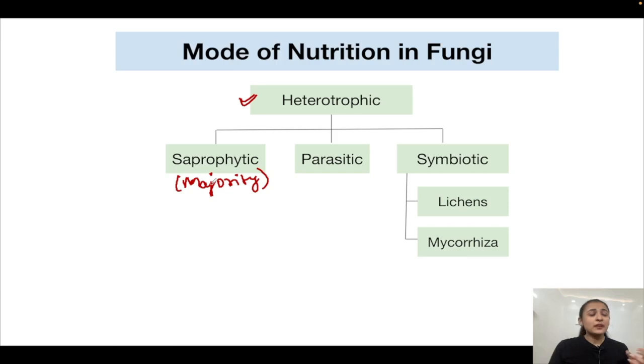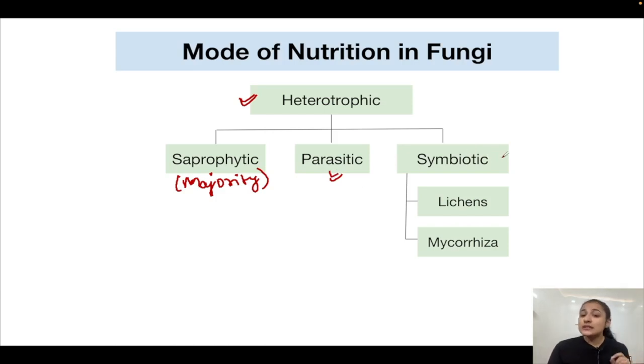That matter could be the dead remains of plants, it could be the dead remains of animals. Then comes the parasitic mode of nutrition. Fungi also show parasitic mode of nutrition. That is, they can live inside or on the surface of other organisms, or inside their bodies, to extract nutrition from those organisms. It could be plants also, it could be animals also.